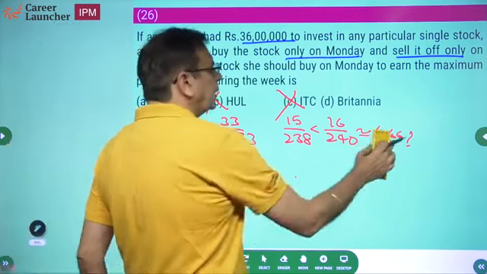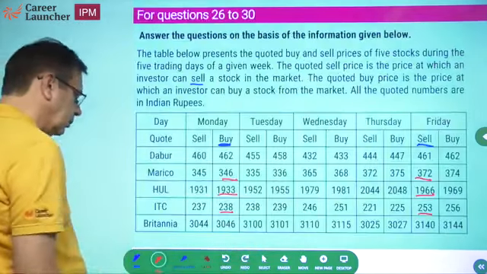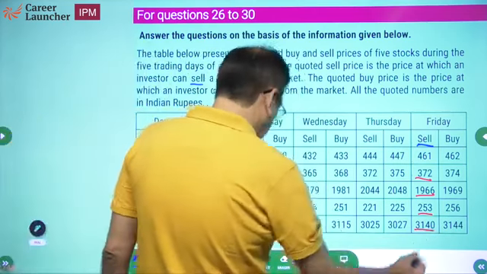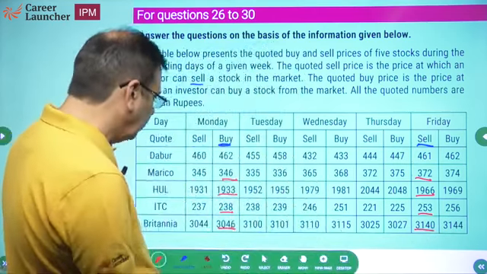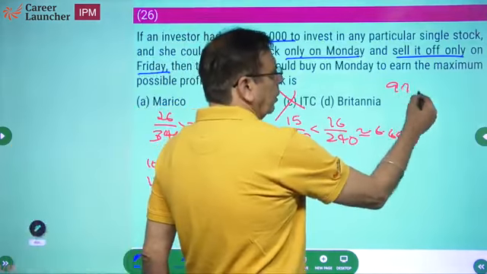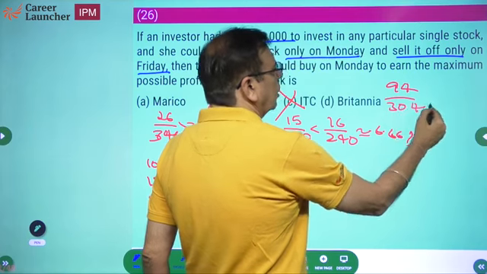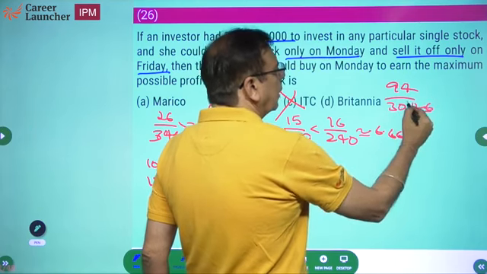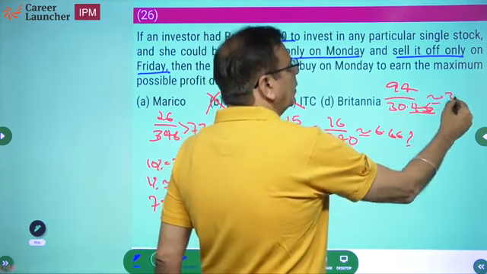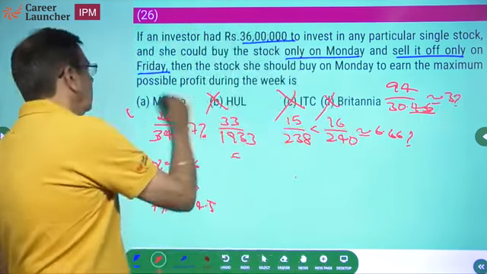Okay. Last item is Britannia. Let's look at Britannia also. Where's Britannia gone? Okay, 3046 to 3140. So profit of 94 on 3046. So Britannia is 94 on 3046. 10%, 1% is 30. So this is slightly more than 3%. Not a correct answer. Choice A.